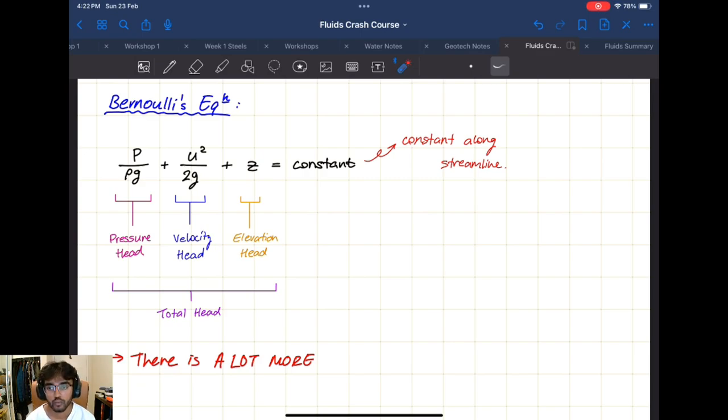So what this equation has done is that it's converted energy into some sort of measure of length, right? So the whole equation, we call it the total head. So if we combine all the heads together, it will give us some sort of length. So this is more to do with pipe flow, which you guys will see. Let me take a look if I can show you guys an example.